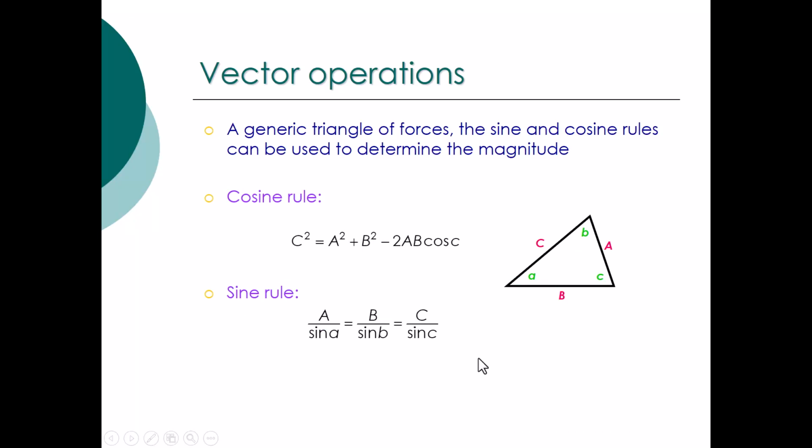Also, you need to have some triangle relations knowledge. One of them is the cosine rule. It's a very powerful tool to use. It relates the magnitude of two sides with the third side and the angle between them. Also, you need to be familiar with the sine rule, which relates the sides of a triangle to its angles' sine.